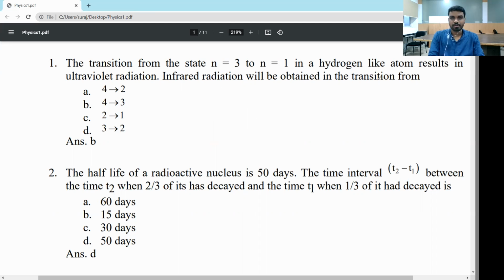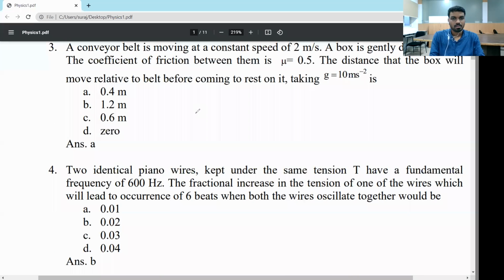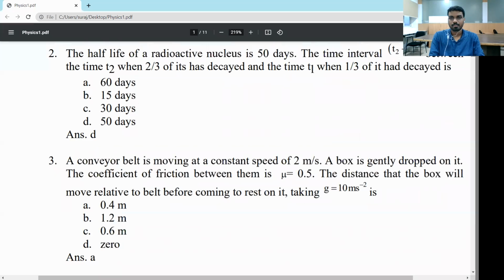Question number 2. What is given here? The half-life of a radioactive nucleus is 50 days. The time interval T2 minus T1 between the time T2 when 2/3 of it has decayed and time T1 when 1/3 of it has decayed. So what is given here? Half-life T half is given, 50 days.